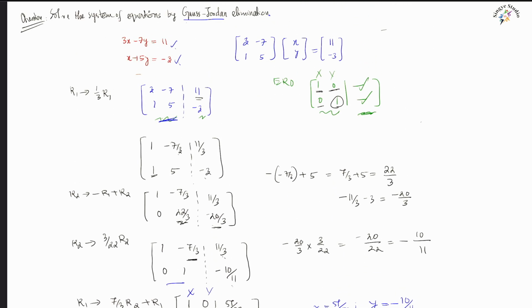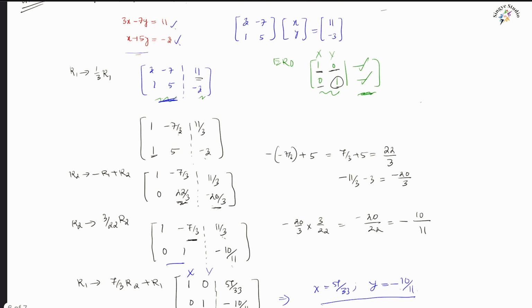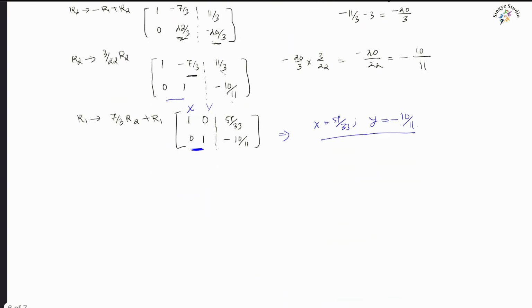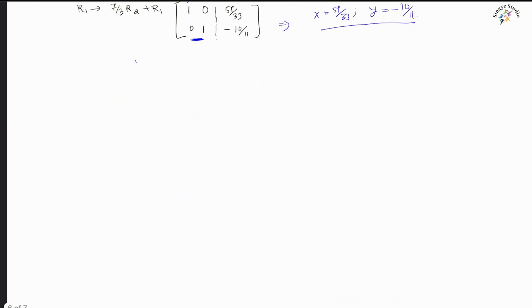Therefore, we will take this equation first. We have x plus 5y equals negative 3. Upon substituting these values, we have to get negative 3. So we have 51 upon 33 minus 5 times 10, which is 50 upon 11, equals negative 3. It should give negative 3.